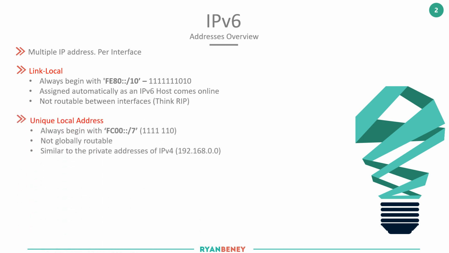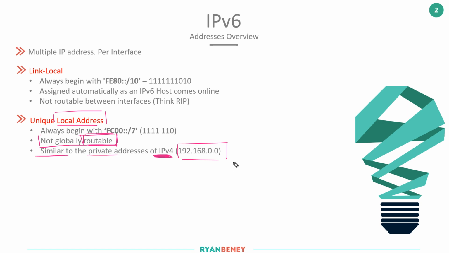Now along with link local, we have something called a unique local address. Again, unique local addresses are not globally routable. However, notice it is routable, just not globally, meaning we can't put it onto the internet, but we can route it inside our private environment. So this is very similar to what we've learned in IPv4 regarding our private IP space.